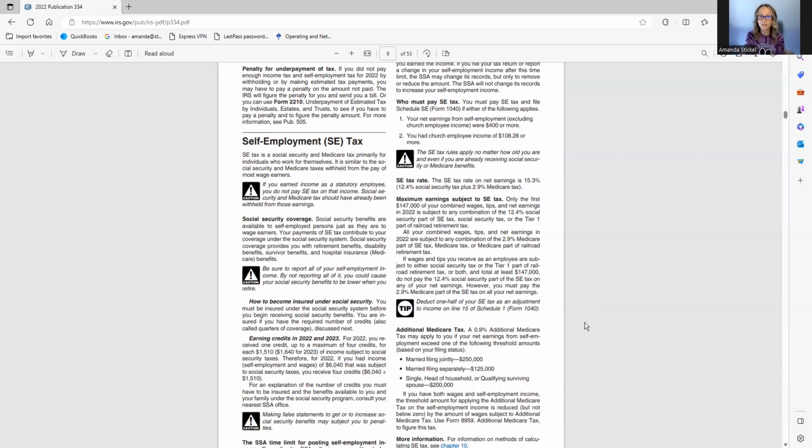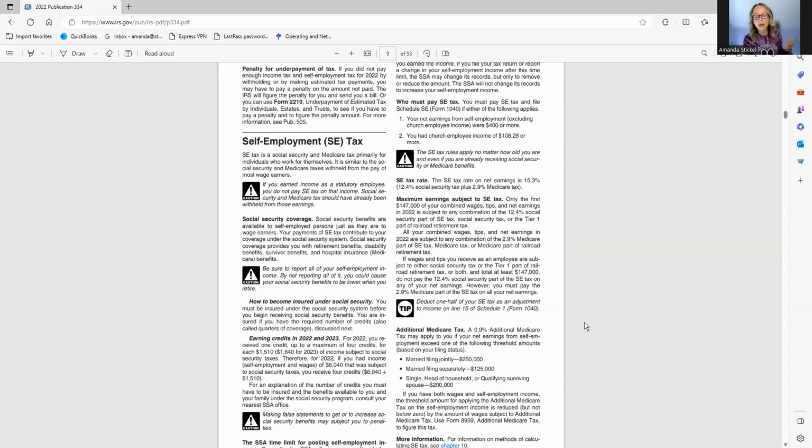If wages and tips you receive as an employee are subject to either Social Security tax or the Tier 1 part of Railroad Retirement tax, or both, and total at least $147,000, do not pay the 12.4% Social Security part of the SE tax on any of your net earnings. However, you must pay the 2.9% Medicare part of the SE tax on all your net earnings. Tip: deduct 1/2 of your SE tax as an adjustment to income on line 15 of Schedule 1, 1040.